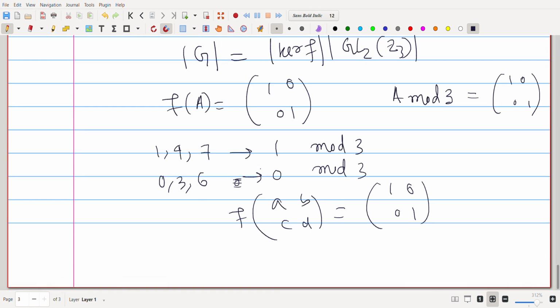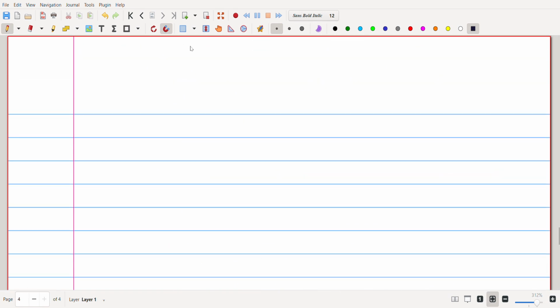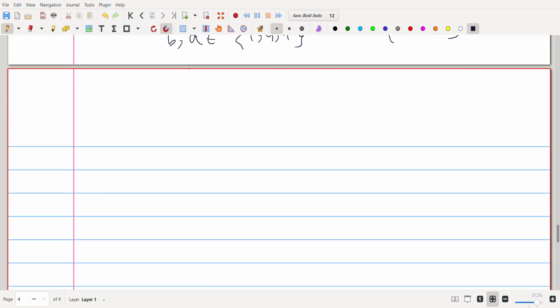This will imply A and B belong to {1, 4, 7}, and C and D belong to {0, 3, 6}, right? So the choice is 3 power 4, because the choice of A is 3, choice of B is 3, choice of C is 3, choice of D is 3, so it is 3 power 4. So the kernel of F has cardinality 3 power 4. So the order of G is 3 power 4 times 48.